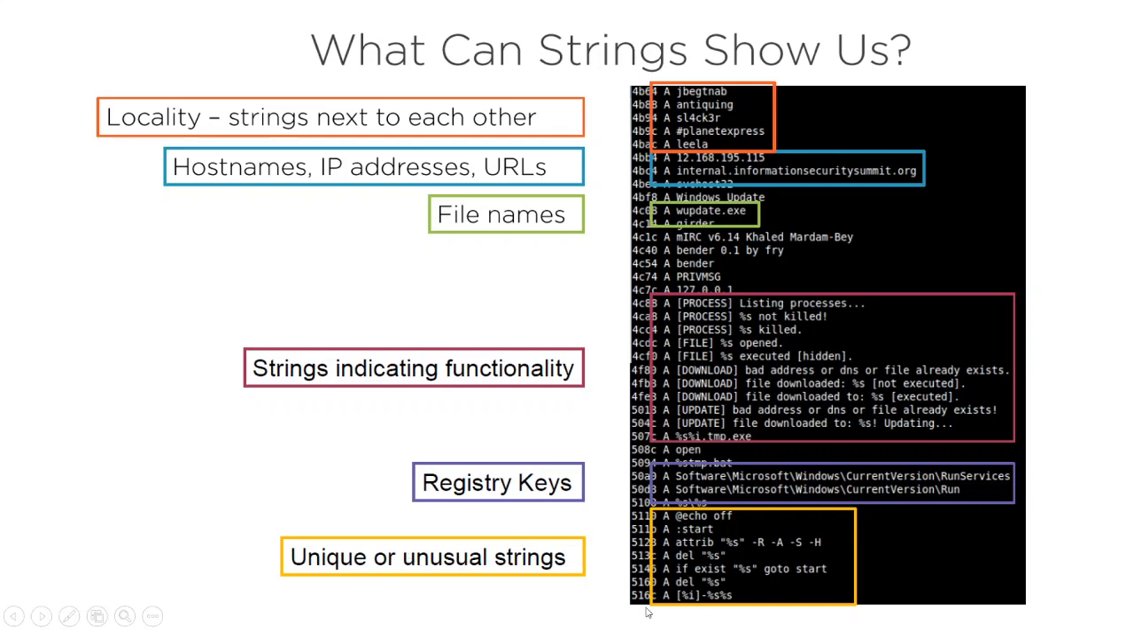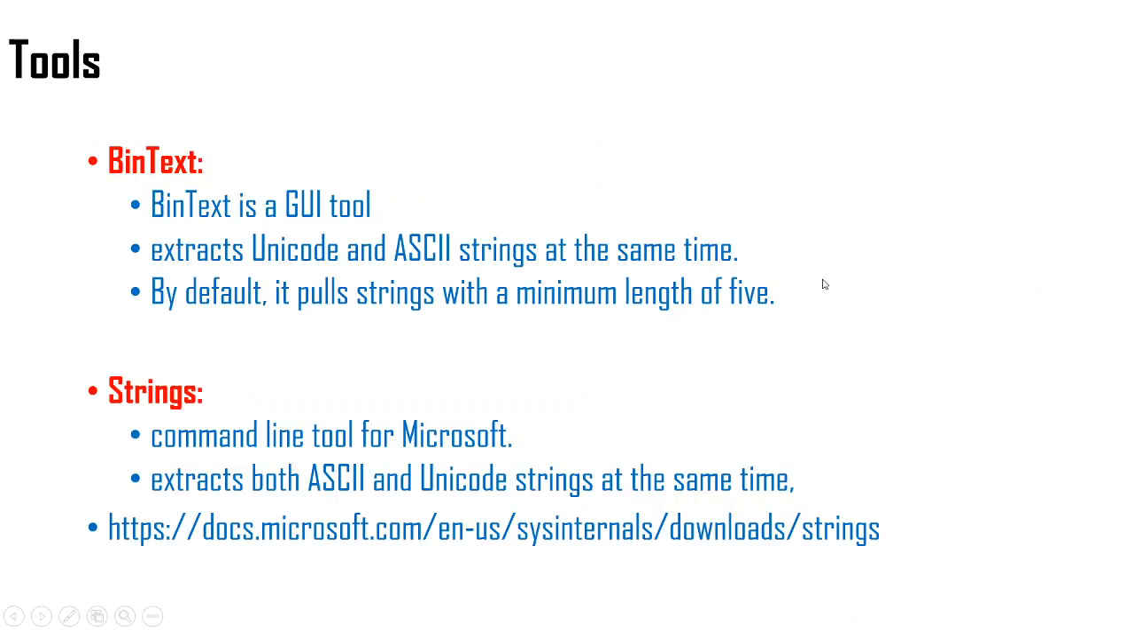And some unique or unusual strings will also be there while analyzing a particular malicious file. For this explanation, I'm going to give a demo on how to analyze strings in a particular malware. I'm going to deal with two tools. The first one is Strings, a tool developed by Microsoft. It extracts both ASCII and Unicode strings at the same time. It is open source and we can download it from this particular URL.